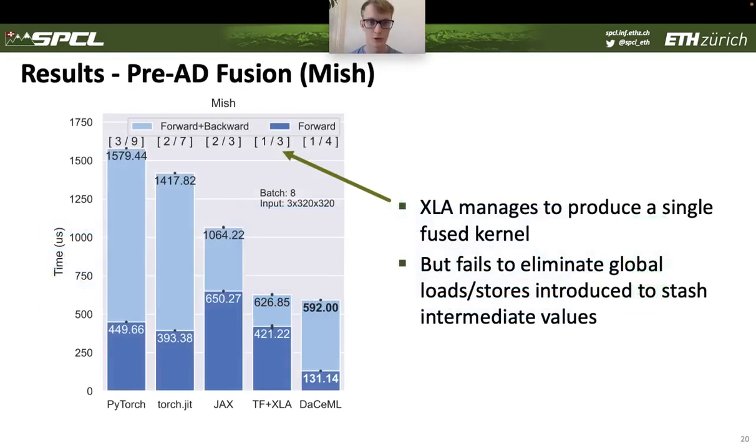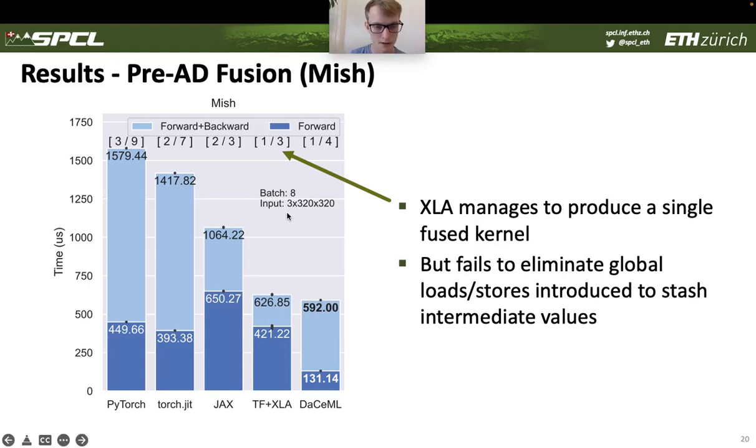So now let's take a look at some results. So here is this MISH operator that we mentioned a lot when we explained the lowering pipeline. And this is actually the case where the pre-AD fusion achieves the minimum in data movement that we mentioned. So of the other frameworks, only one, actually XLA in the TensorFlow case, manages to produce a single fused kernel. And even XLA, which is one of the state-of-the-art training compilers, failed to eliminate the global loads and stores that were introduced to stash the intermediate values.